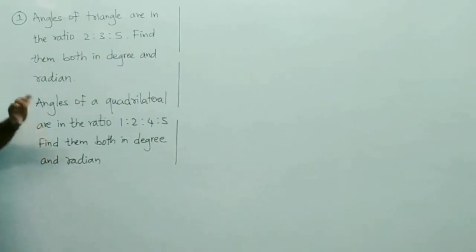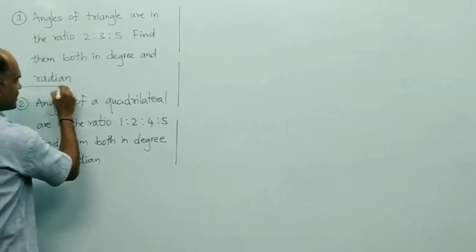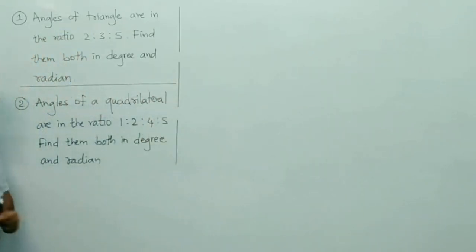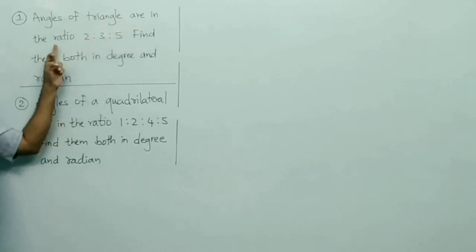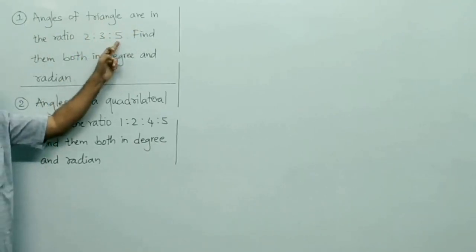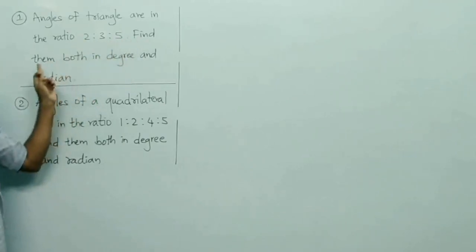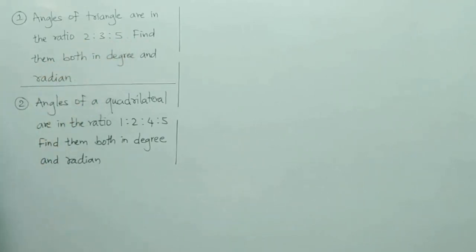Now students, see here, I have written two problems over here. We will solve them one by one. First problem: the angles of a triangle are in the ratio 2:3:5. Find them both in degrees and radians.